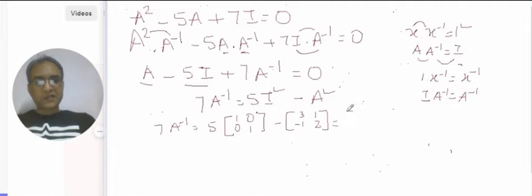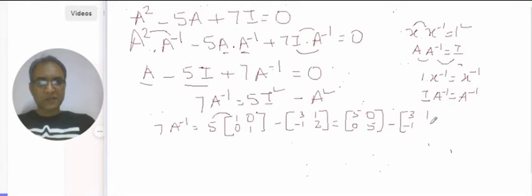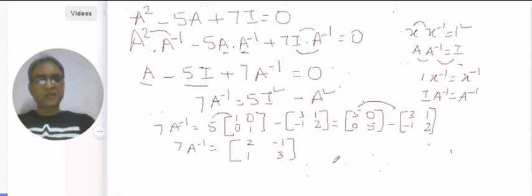Now let us simplify this. This 5 will be multiplied inside the matrix. So this is 5 0 0 5, minus this matrix 3 1 minus 1 2. This remains as it is. So we have 7A inverse equal to. Now let us subtract these two matrices. 5 minus 3 is 2, 0 minus 1 is minus 1, 0 minus minus 1 is plus 1, then 5 minus 2 is 3. So after subtracting, we have got this.